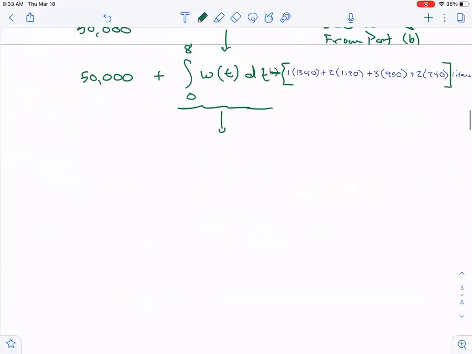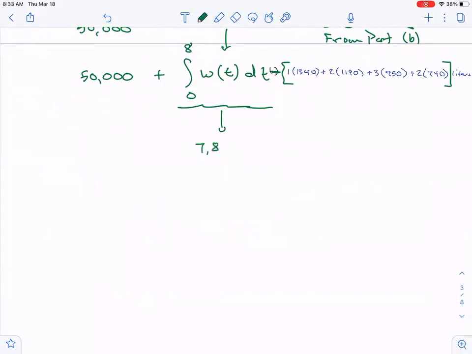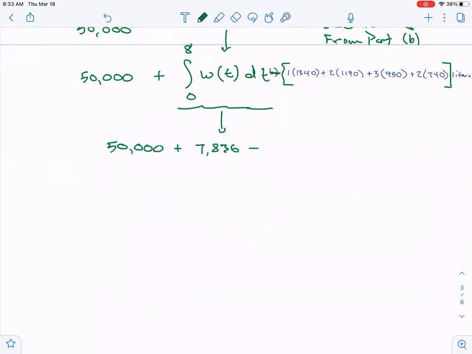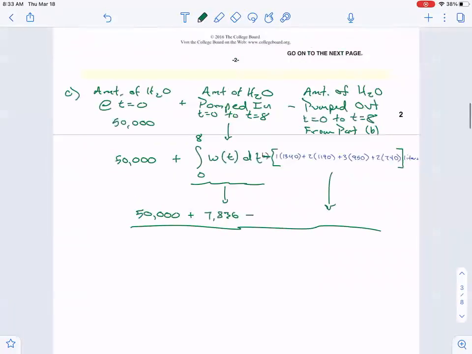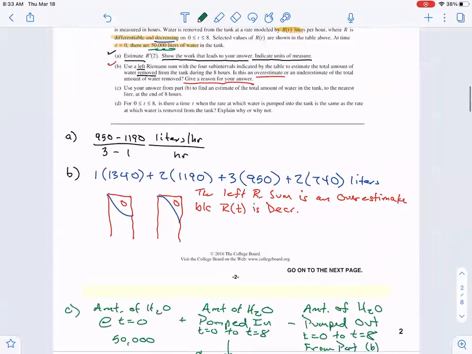So that's 7,836, the 50,000 added to that, minus that hot mess right there. I'm not just going to rewrite it, but it's just going to be that. Okay. That's a numeric answer. I'm good. I could throw some units on that. That's going to be liters.